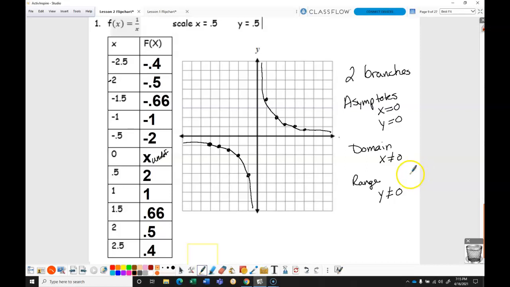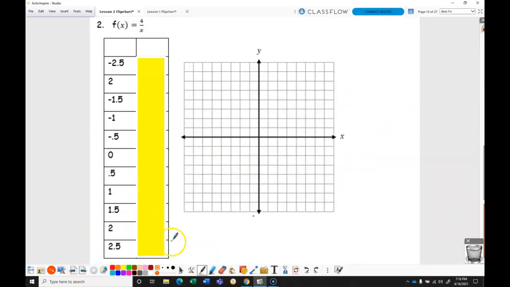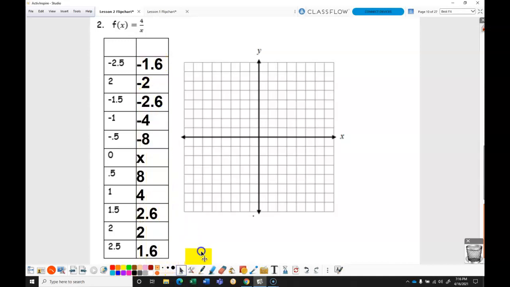So when we go to graph the next one, which is 4 over x, we can see what's going to happen to these points. Now, it's set up the same way. It's a positive number over x to the first power. So we should see a similar graph, but we're going to see what happens when we increase the numerator. Okay? So we're going to graph these points for 4 over x. So again, I'm counting by 0.5s all the way around. So we go negative 2.5, 1, 2.5, and it's negative 1.6. So that puts my point there.